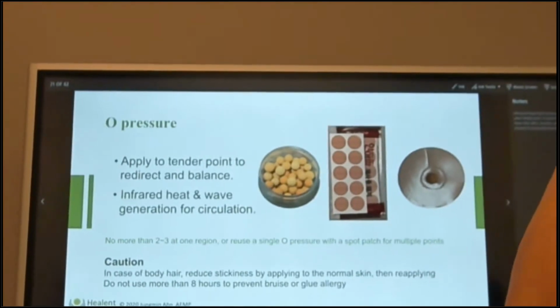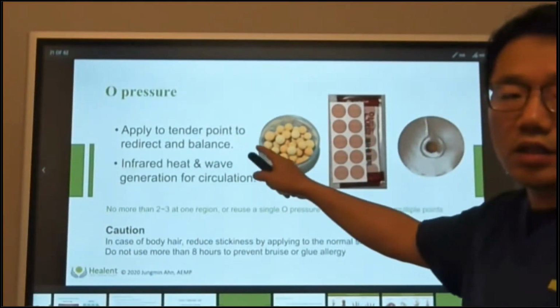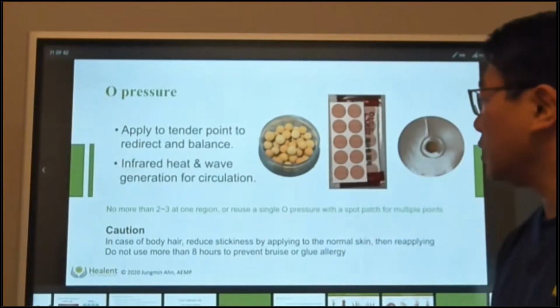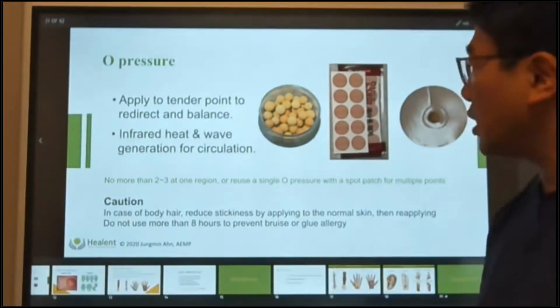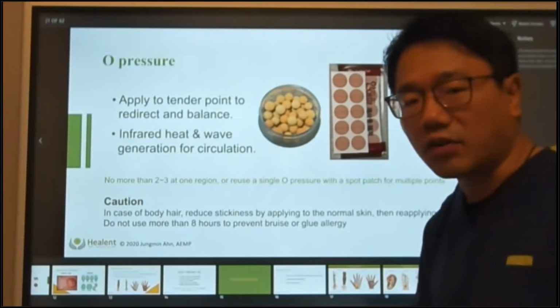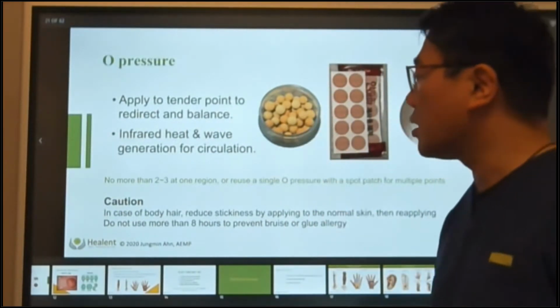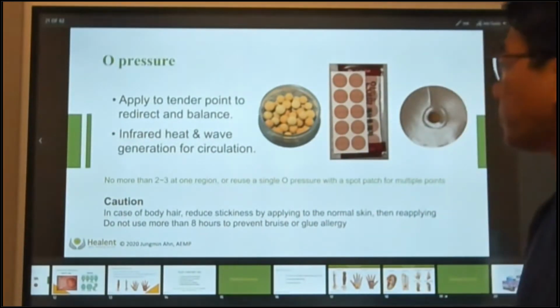So this is O pressure. This is an infrared hippo. I searched everywhere, like the United States, Korea, and China, to find a good infrared hippo. This ball is the best so far.